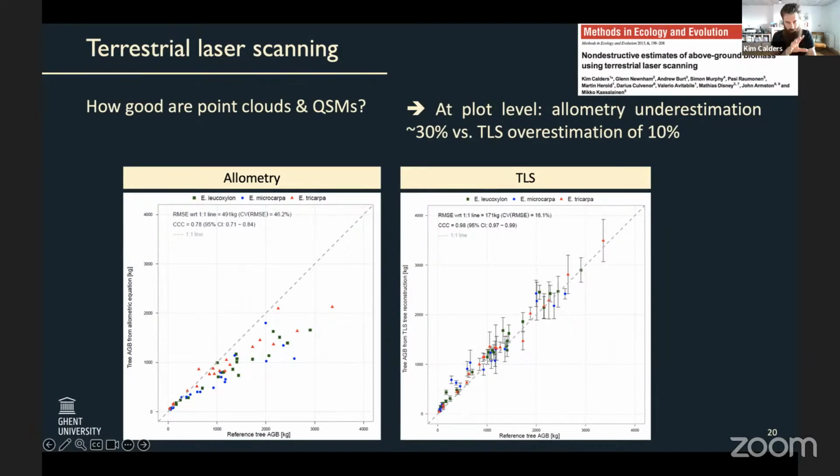This work was done more than a decade ago, and part of the overestimation in the TLS was also clearly from the presence of leaves. Back in the day, we didn't have really any tools to remove leaves from trees. So I think if we would reprocess that site, probably that 10% would go down a few percent as well.